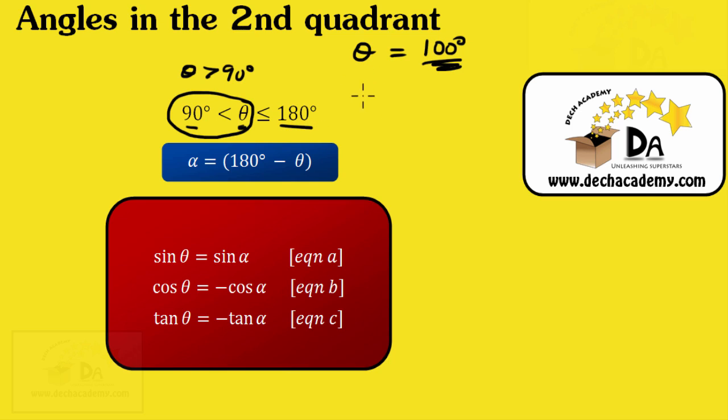Now, the procedure is to first determine an angle alpha, the related angle. For an angle in the second quadrant, that angle alpha is given by 180 minus theta. So you just say 180 minus our angle, which we're interested in here, is 100, it's theta. So alpha, in this case, is 80 degrees, right?